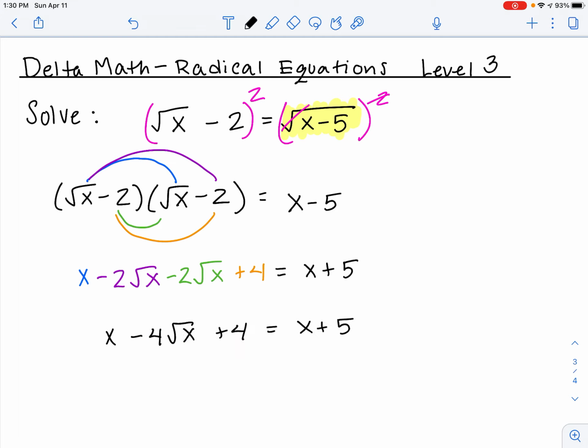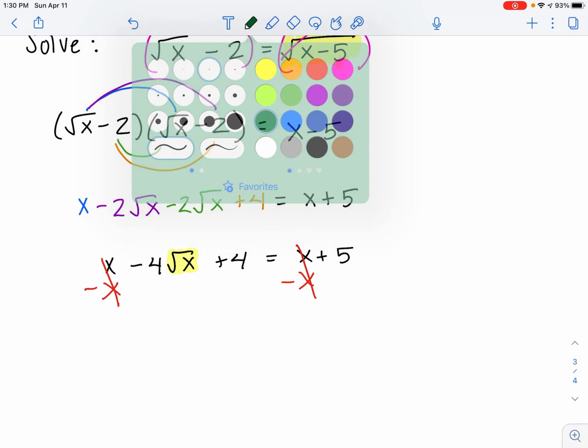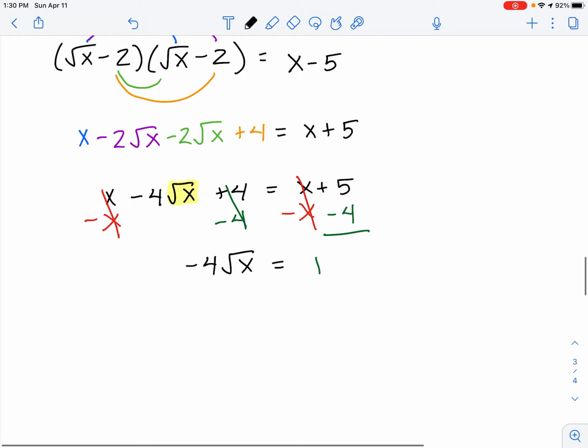plus 5. And now since I have another square root in here, I need to isolate this one so that way I can solve for x and get rid of it. So I'm going to subtract x from both sides, so that cancels out. And over here, it also cancels out, which is super handy. Then here, if I subtract 4, I get 1. So overall, I'm going to get -4 square root of x equals 1.